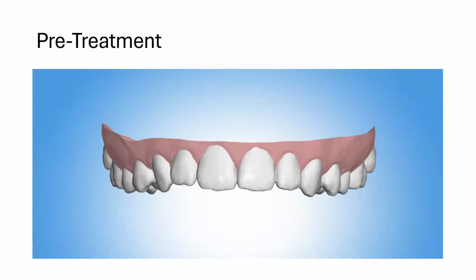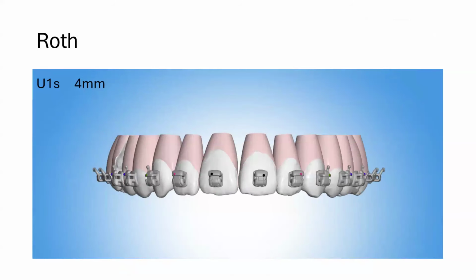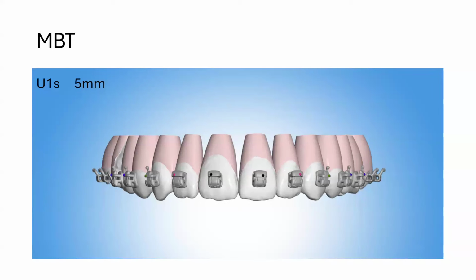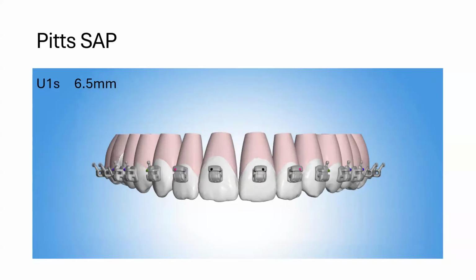Good. So moving along. And here I just did some screenshots that I overlaid that kind of shows you how big of a difference the placement of the bracket on the tooth makes. So here's our pre-treatment. Here is a Roth setup if we put the central incisor at 1 millimeter. Here's an MBT setup with it at 5 millimeters.